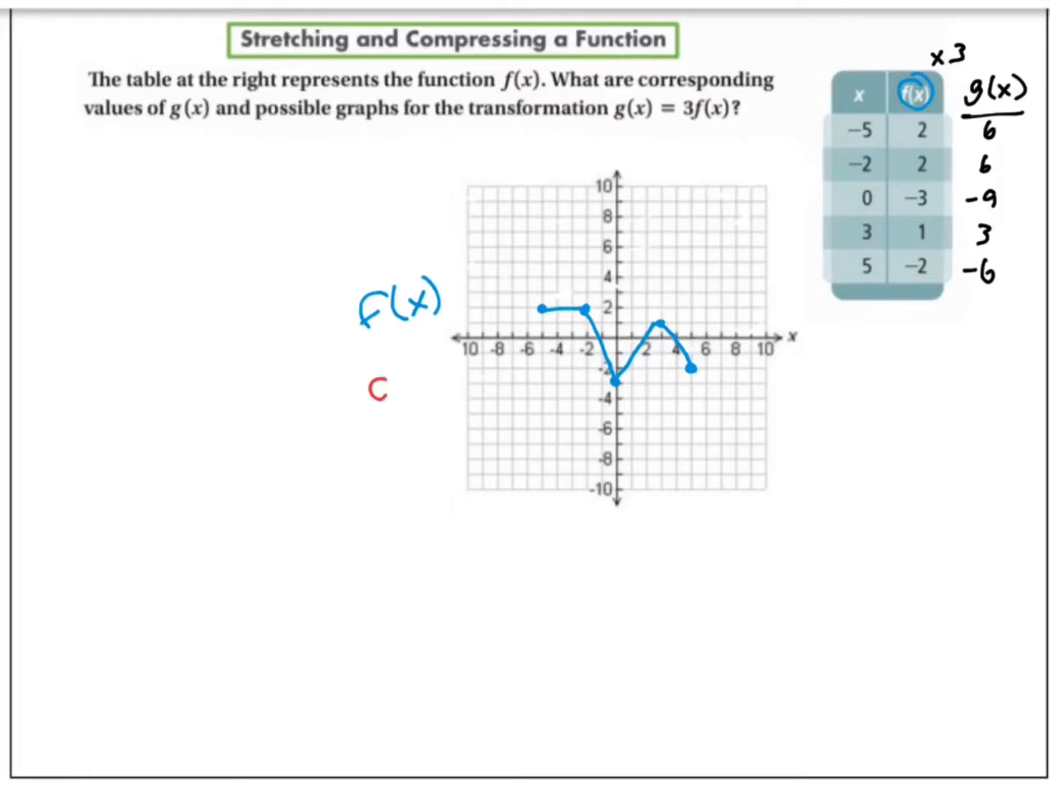Now we're going to go ahead and graph g of x in red so we can see the stretch. So g of x would be negative 5, 6, negative 2, 6, 0, negative 9, 3, 3, and 5, negative 6. And so this is a vertical stretch. And there we go.